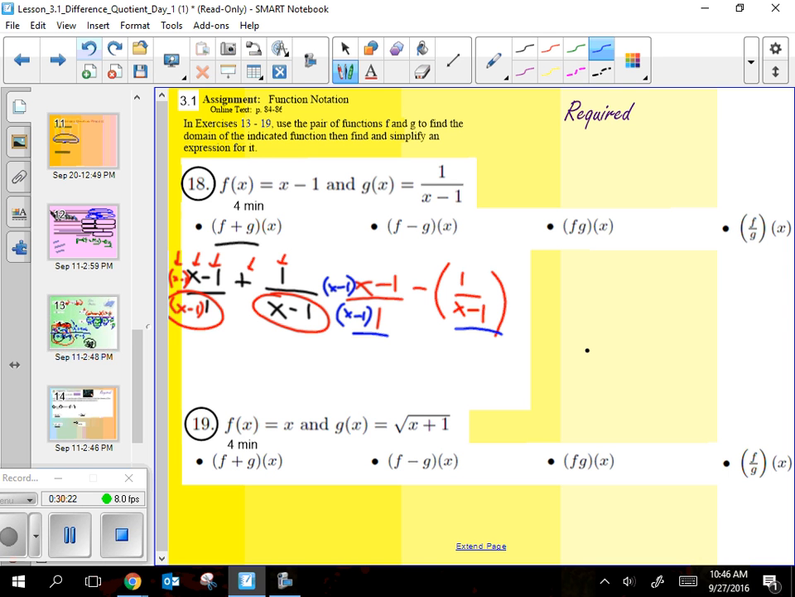All right. That threw in an extra twist that made that a little more hard. It's not impossible, but you will have to FOIL this thing out right there and then subtract 1. And it's all over x minus 1.